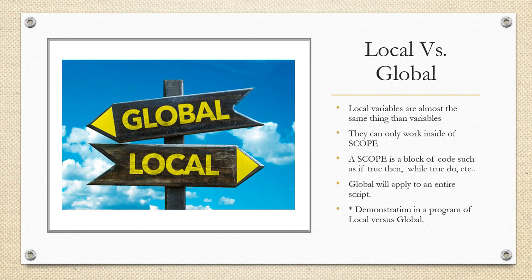We also talk about local versus global variables. Local variables are almost the same thing as variables. They can only work inside of a scope or chunk that is local. The scope is a block of code such as if true then, or while true do something. Global, however, will apply to an entire script. We also already did a demonstration of a program on local versus global.